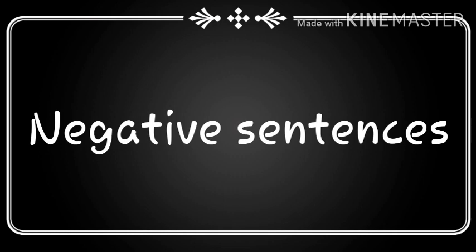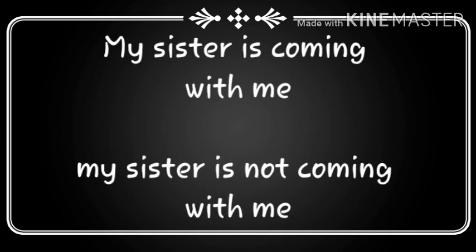So, for example, I'll give you an example. My sister is coming with me. It is a positive sentence, whereas my sister is not coming with me, or my sister isn't coming with me, is a negative sentence. Now, how do you form a negative sentence?